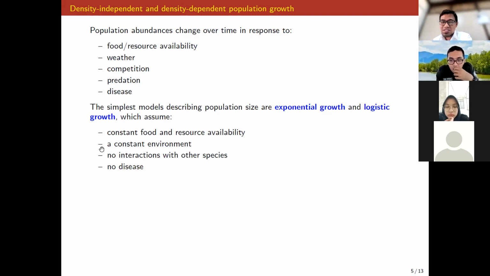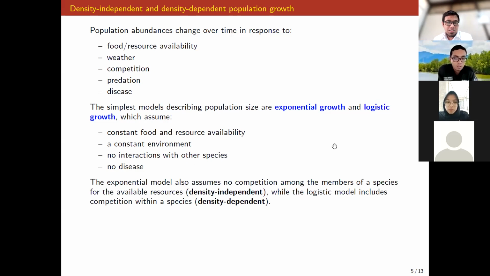Of course, that is very simple, right? In real life, of course, we will not have these conditions. No disease, constant environment. Wow, this is a wonderful life, actually. But it's okay. We can start with these assumptions. Then we can see what we will obtain from the model by using these assumptions.